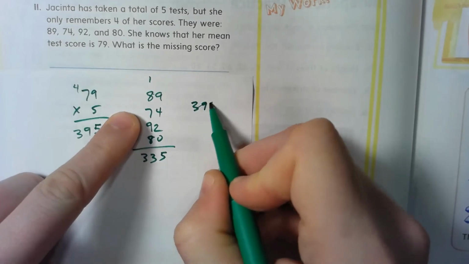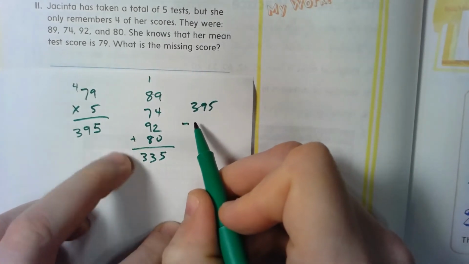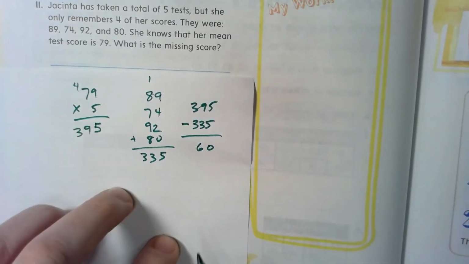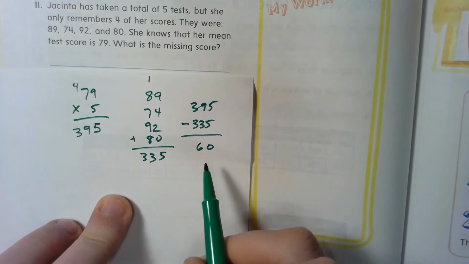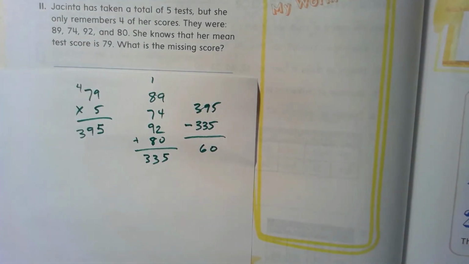So we have 395 points that we know her average will be, and we're going to take away the points that she remembers. And that gives us a final test score of 60 that she didn't remember, which is confirmed by my original estimate that it was her lowest test score.